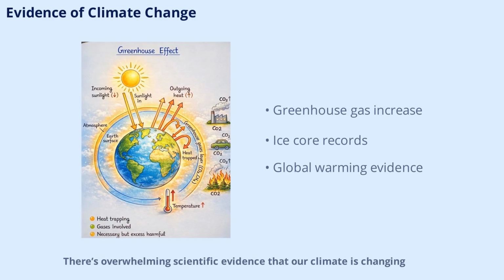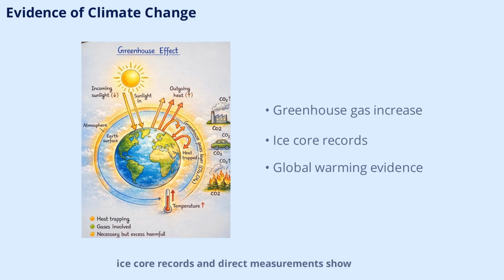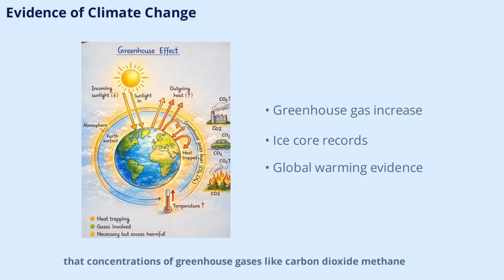There's overwhelming scientific evidence that our climate is changing. Observations from the atmosphere, land, and oceans all point to significant shifts. For example, ice core records and direct measurements show that concentrations of greenhouse gases like carbon dioxide, methane, and nitrous oxide have increased dramatically over the past few centuries. These increases are closely linked to human activities, especially since the Industrial Revolution. The evidence is clear. Our planet is warming, and the effects are being felt worldwide.